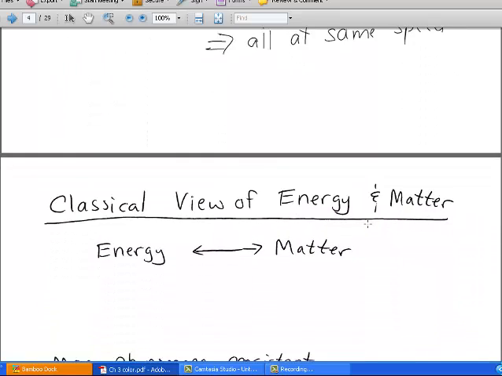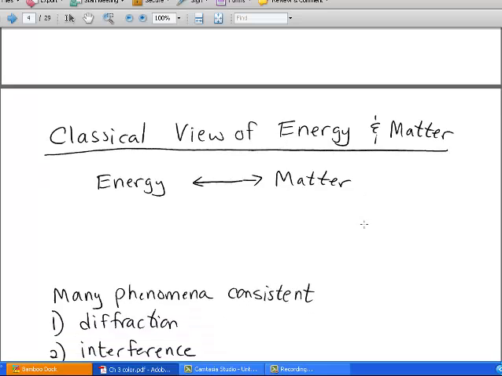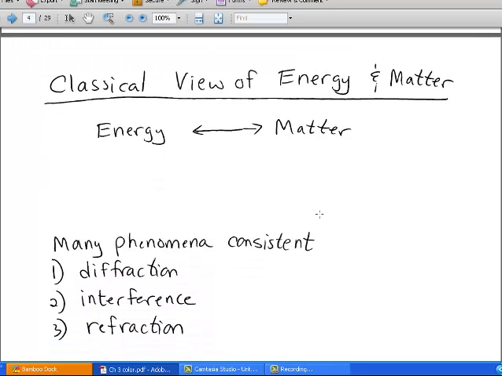Okay, so the classical way that energy and matter are viewed is that they are very distinct. Energy is one type of thing, matter is a completely different type of thing. And energy, one form of energy, is light. So the light we've been talking about is a form of energy, according to the classical view. And matter is stuff you can hold in your hand. You can't hold light in your hand.